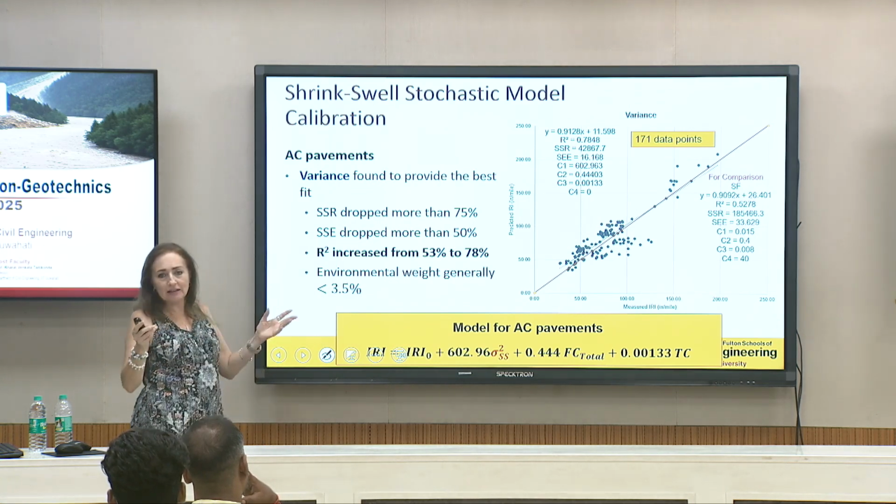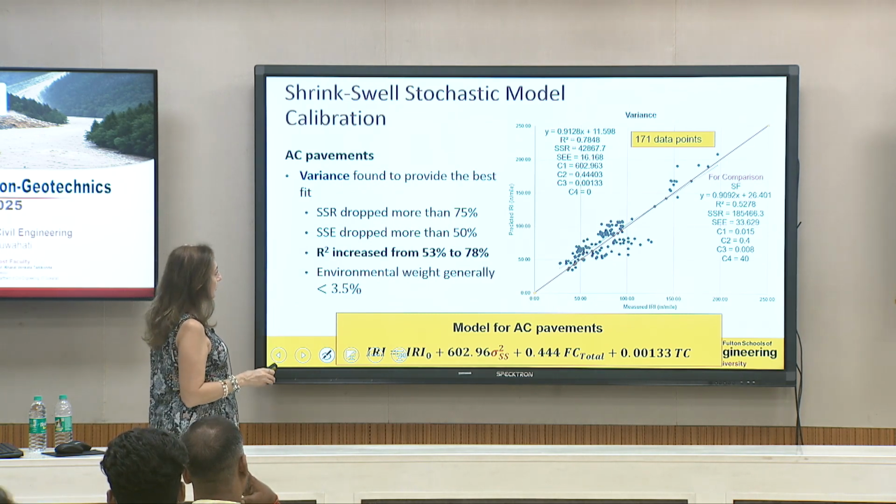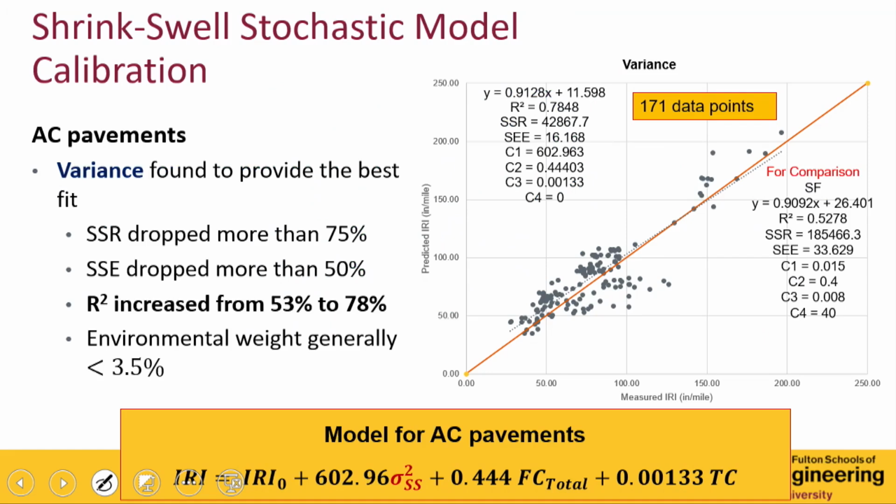We tried standard deviation, variance of the slope, many factors. The sum of the square residuals dropped more than 75%. The sum of the square errors also dropped more than 50%. And the R squared increased from 53 to 78%. So we tried many until we found the best combination.